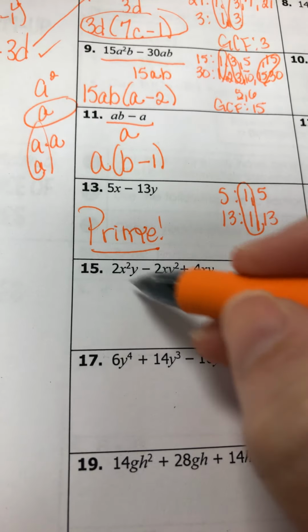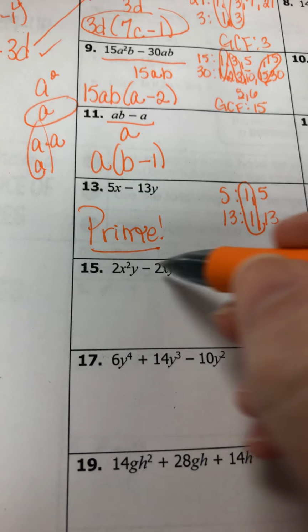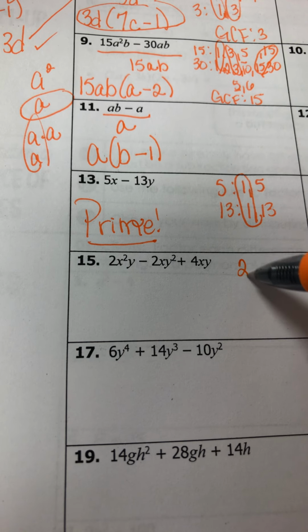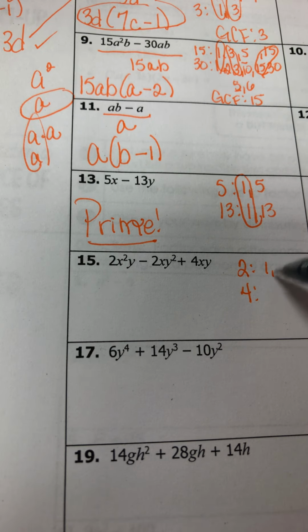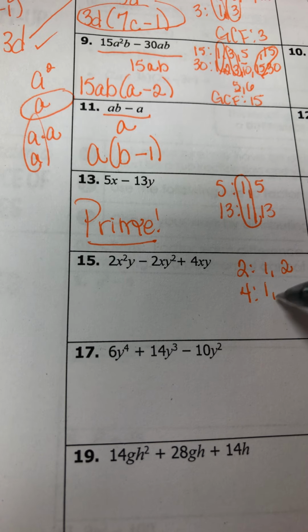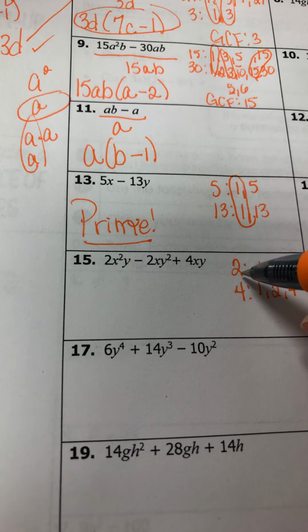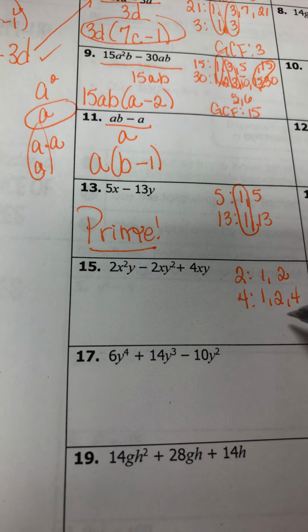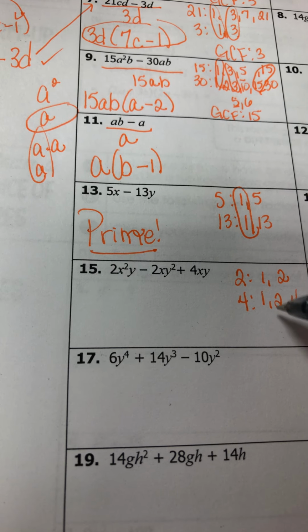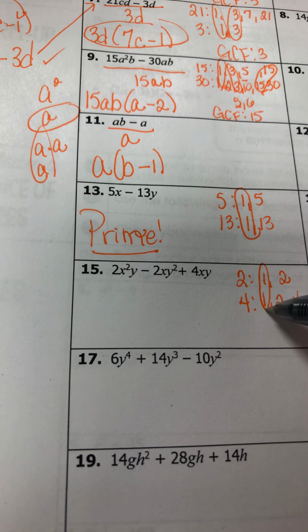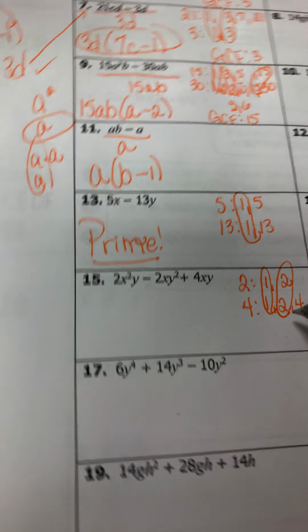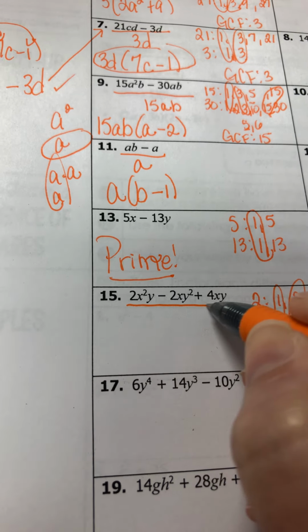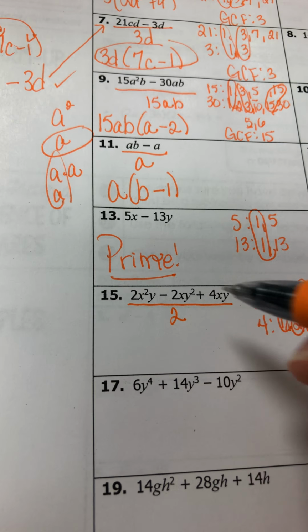Number 15 jumps into 3 terms. Okay, so we have 2, 2, and 4. So that tells me I need to find the GCF between 2 and 4. So 2 being a prime number is 1 times 2. 4 is 1 times 4 and 2 times 2. Don't write the 2 down twice. Of course, they have a 1 in common, but they also have a 2 in common. So I know number-wise my GCF is 2.